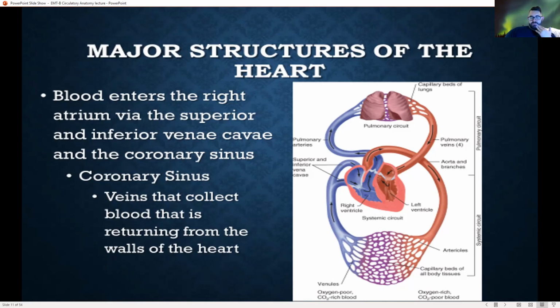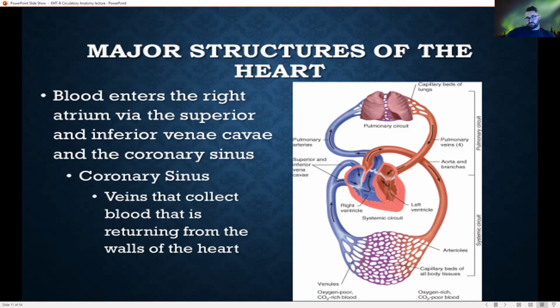So the coronary sinus and the inferior vena cava. The superior vena cava drains the top of the body. Inferior, remember, that's closer to the feet, drains the lower part of the body. So superior is above, inferior is below. So both of those, the top and the bottom of the body, are drained of blood, and it's going back to the right atrium.